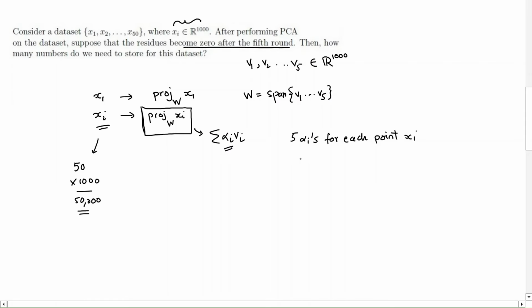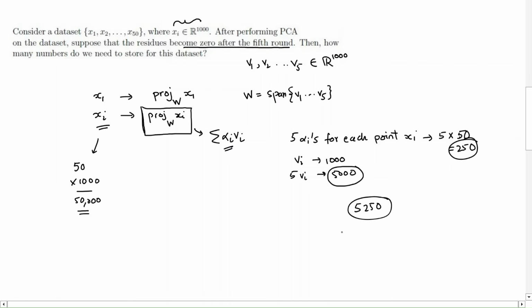And how many vi's do you need to store? There are 5 vi's, but each vi takes up 1000 numbers. So 5 vi's will take up 5000 numbers. So alpha i's will be a total of 5 times 50, because there are 50 data points. So that turns out to be 250, and vi's take up 5000. So a total of 5250 are required to store this data set instead of the original 50,000.